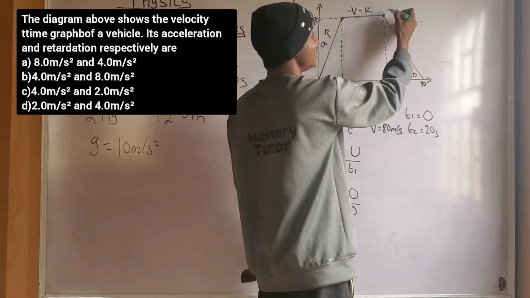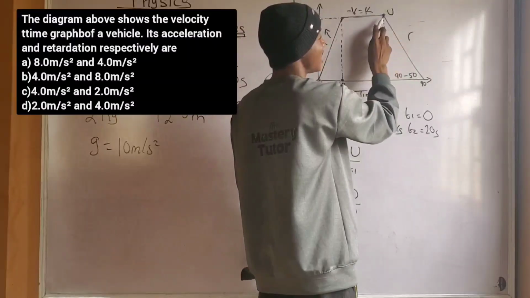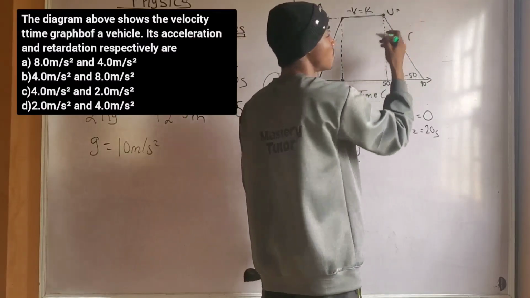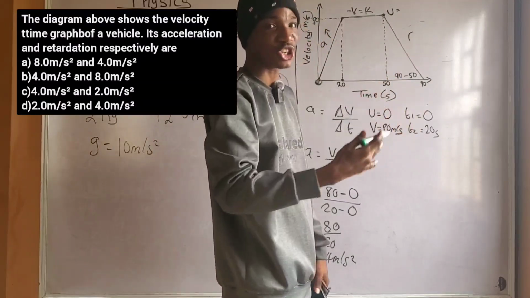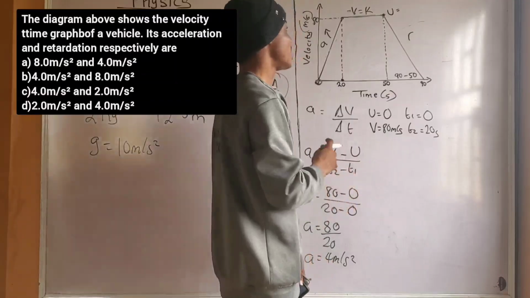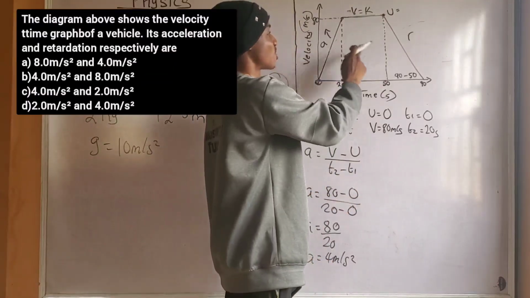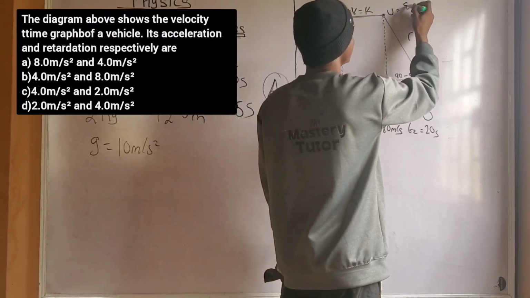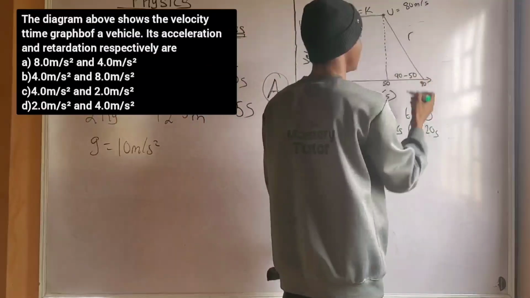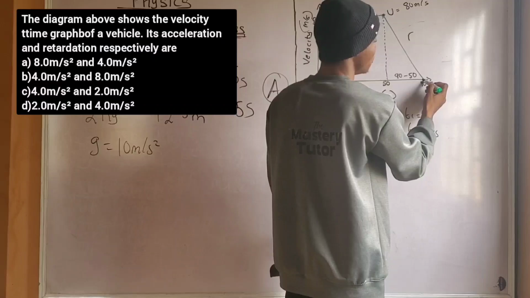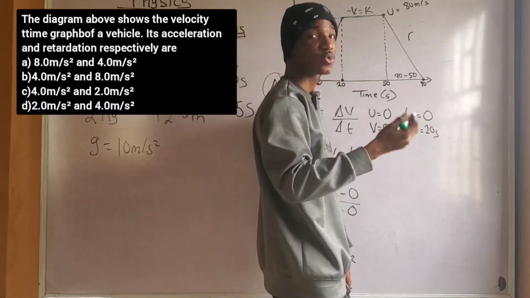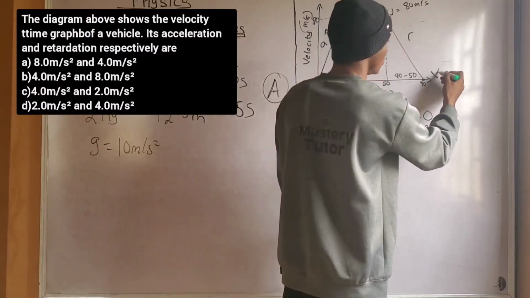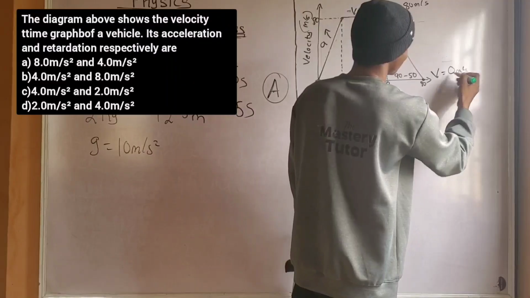Are you getting it? So the velocity that it attains here will be u for the third phase of the motion. Don't forget I told you we have three phases here: acceleration, constant velocity, and retardation. So u here will be 80 meters per second. And the final velocity, which is the velocity when the vehicle is not moving again, will be 0. So v equals 0 meters per second.